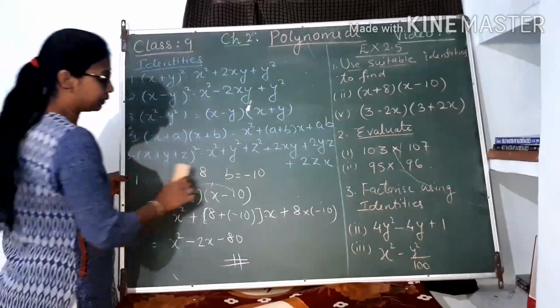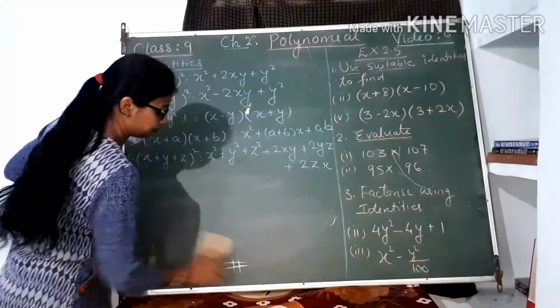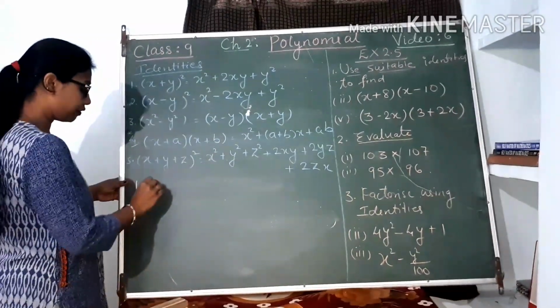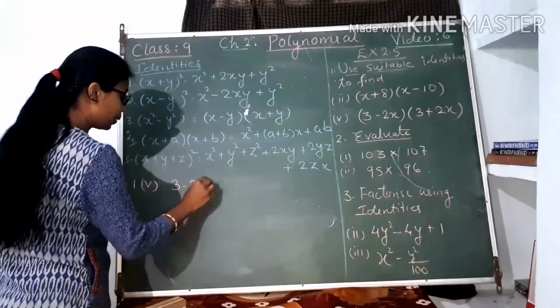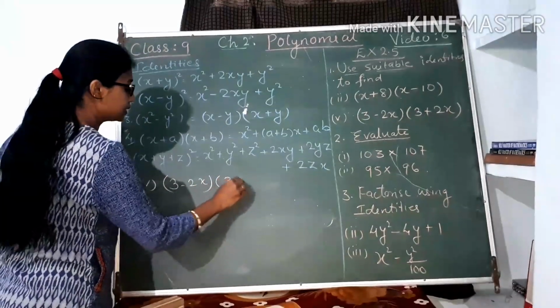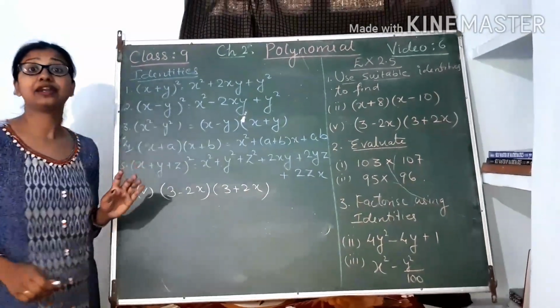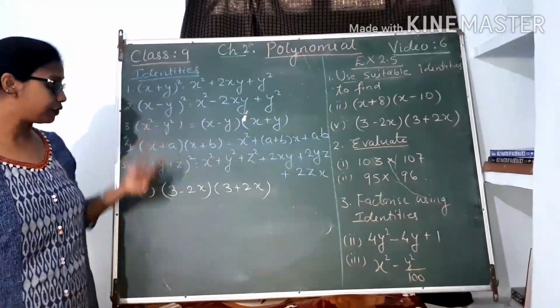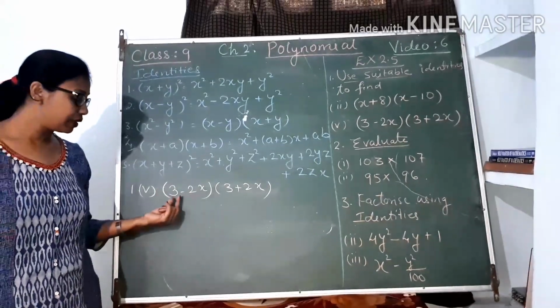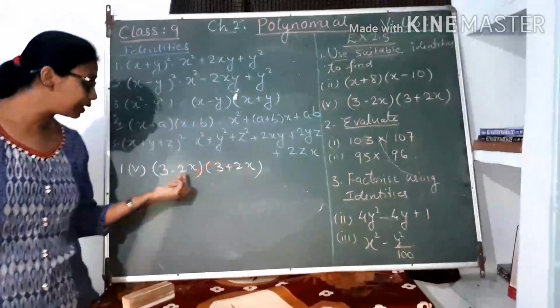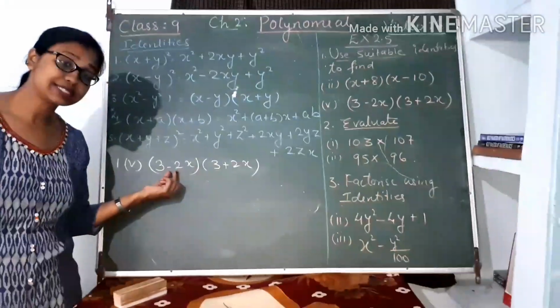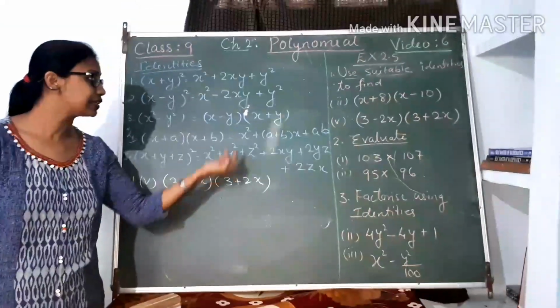Now the fifth one. For the fifth part, (3 minus 2x)(3 plus 2x). Which identity is suitable here? If you carefully observe, both the terms are exactly the same: 3, 2x, 3, 2x. Only the sign is different, one is negative, one is positive.